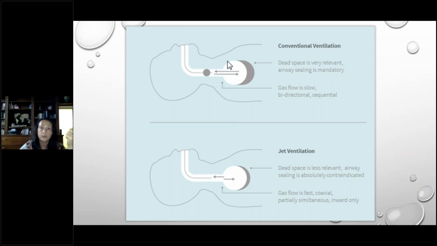So one more time, these are the main differences between the conventional ventilation and jet ventilation, where in the conventional ventilation, dead space is very relevant and the airway sealing is mandatory. Unlike in jet ventilation, dead space is completely irrelevant and airway sealing is absolutely contraindicated. And the gas flow for the conventional ventilation is bidirectional and sequential, inspiration and expiration. With the jet, it is simultaneous. It only goes in one direction. It is fast and coaxial.